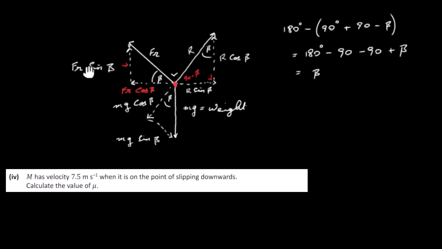So let's look at the forces up versus the forces down first of all. So if we look at this one here, we've got friction times sine beta up along this way, we've got OR cos beta up along this way, and then we've got mg acting down this way. So these two added must be equal to this one here. So let's write that out first of all. So forces up equals forces down. So we've got F, we'll call it, sine beta plus OR cos beta is equal to mg, the force downwards.